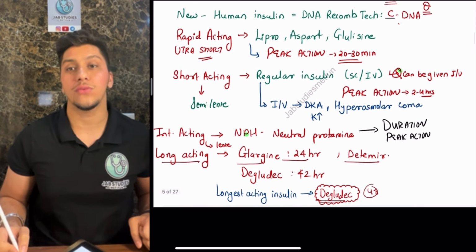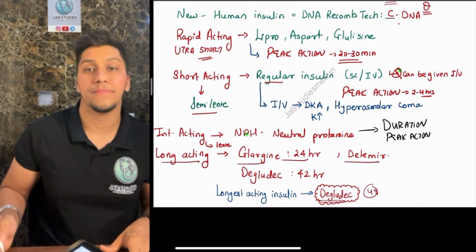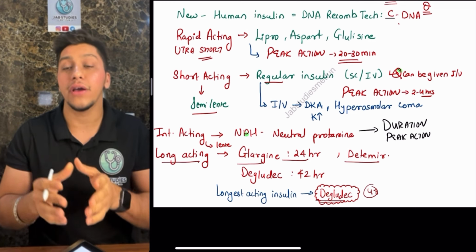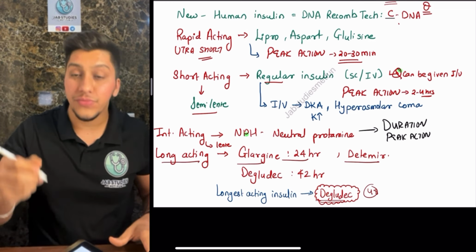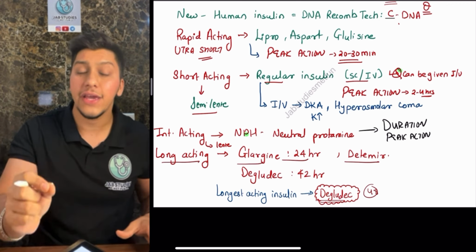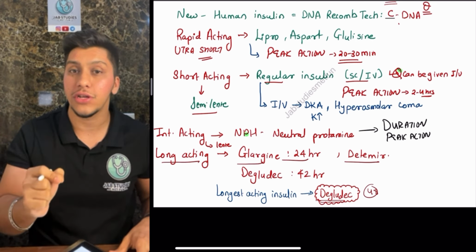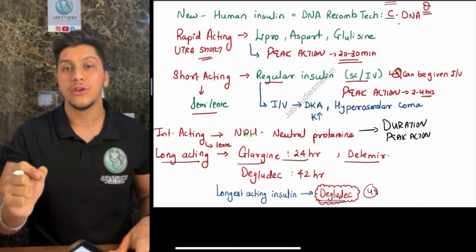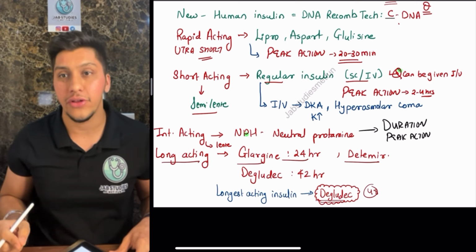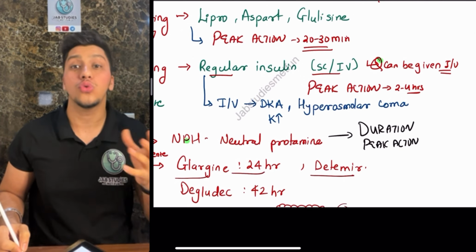In the short acting ones, you have classically regular insulin and semilente. The important part in short acting insulin, also known as regular insulin, is that this can be given subcutaneously, as most insulins are. But the key thing to remember is that regular insulin can also be given IV. So they will ask you which of the following insulins can be given IV. Your answer should be regular insulin. Their peak action is within 2 to 4 hours.